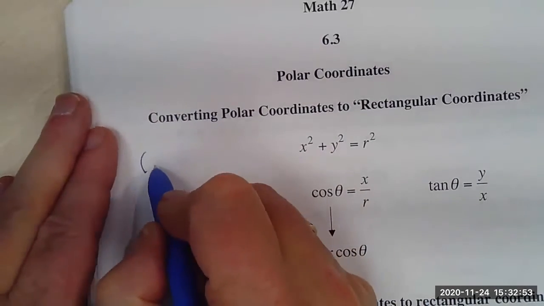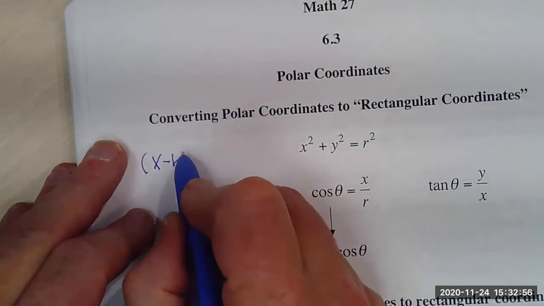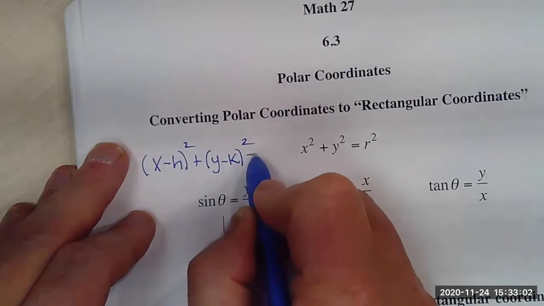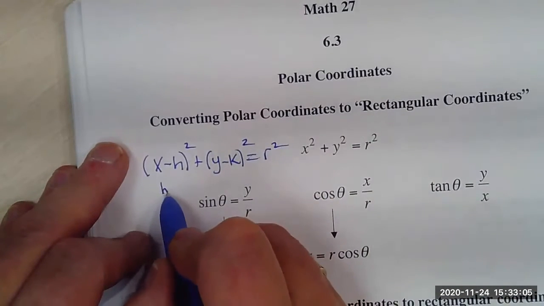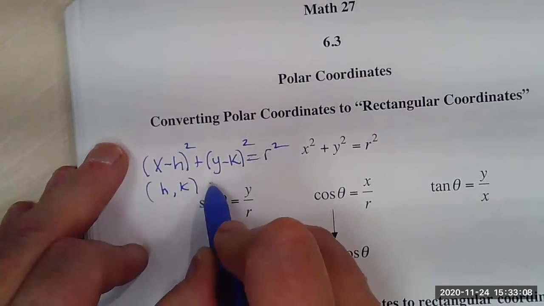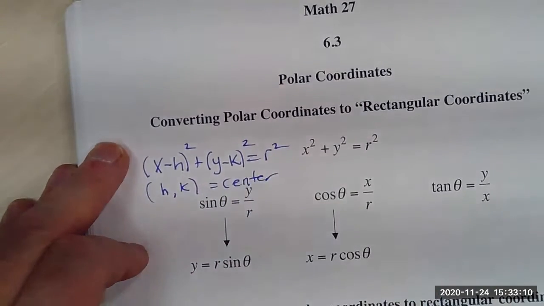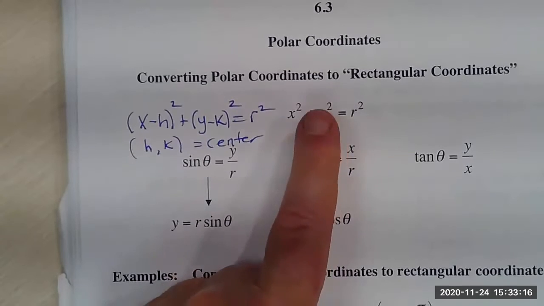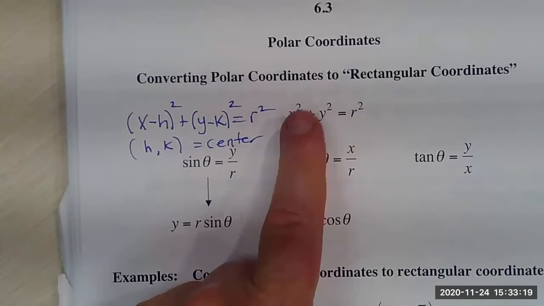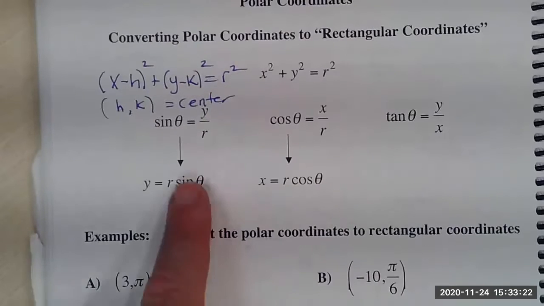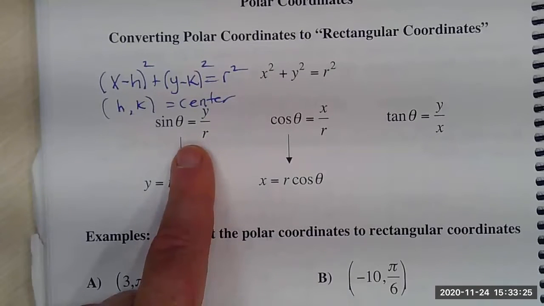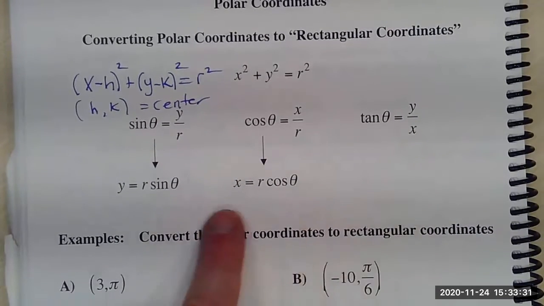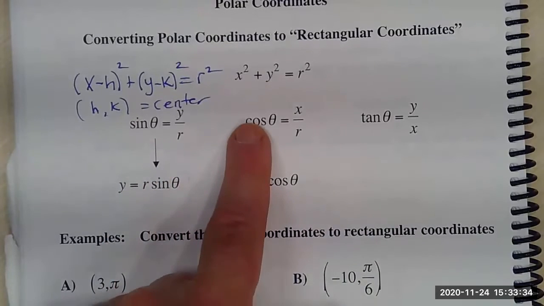This is the equation of a generalized circle where h comma k is the center. Well, if the center was 0, 0, then you're right back over here. So this will be helpful. This is the information you're going to need. And then we're going to use definitions of trig functions that you know about. Sine is y over r, cosine is x over r, y over x for tangent. If you solve each one of these for y, somehow that's going to be helpful.